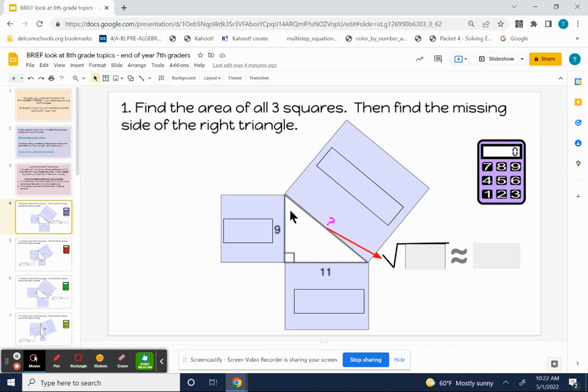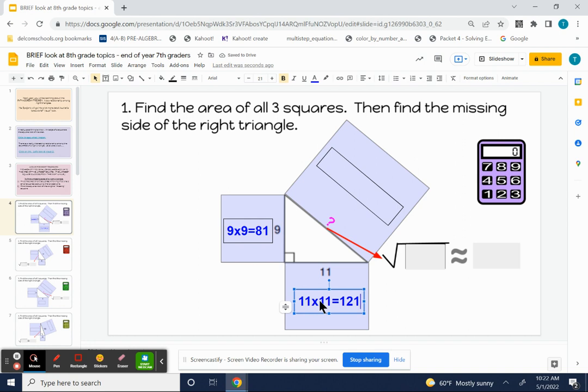Okay, in this right triangle, I have a right triangle with sides 9 and 11. I want to find the missing side. So what I need to do is think about that the area of these 2 small squares will add up to the big square. I know this is the biggest square because it's across from the right angle. So I'm going to start just thinking about what I know about area of a square. This is a 9 by 9 square. I can find the area by taking 9 times 9, so it's 81. This is an 11 by 11 square. I can take length times width, 11 times 11 to be 121.